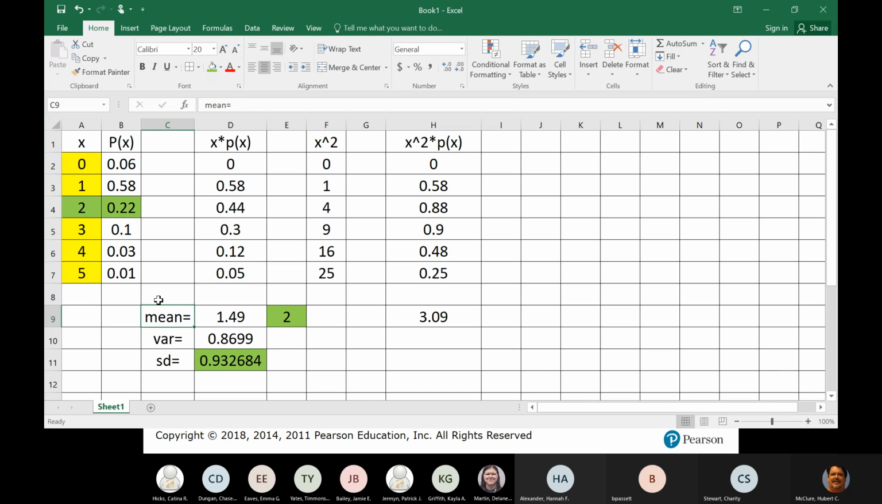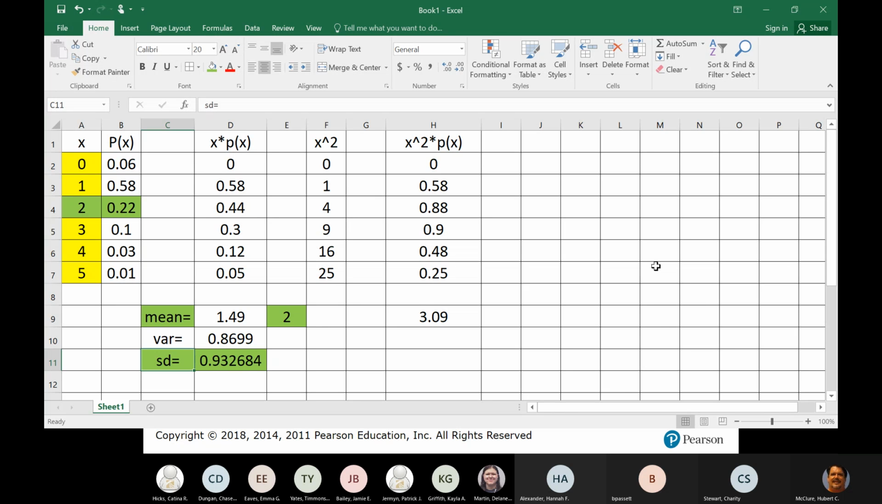Is that important? Yes. Is that pretty much 80% of your test with 6.1? Yes. So what should you be able to do in 6.1? You should be able to find the mean and the standard deviation of a probability distribution based on what I've done right here. Now, of course, you can do it on your calculator, but it's going to take a little bit longer.